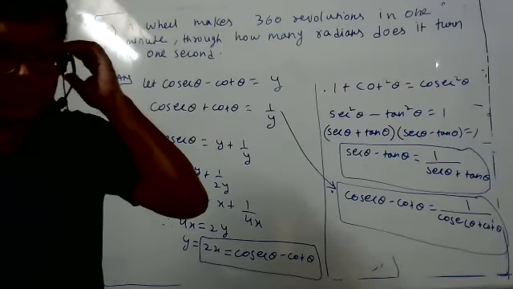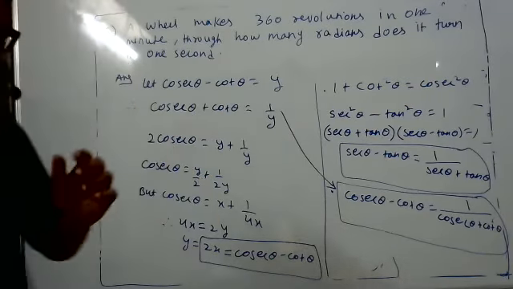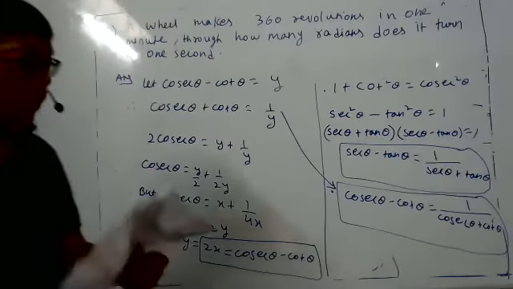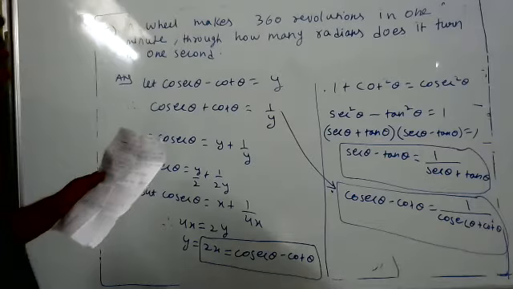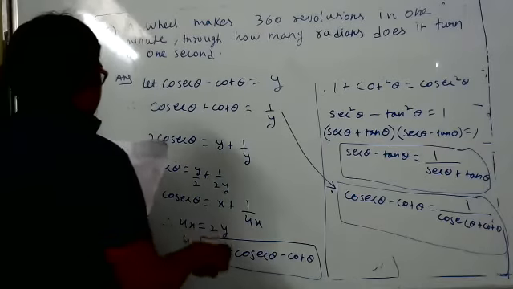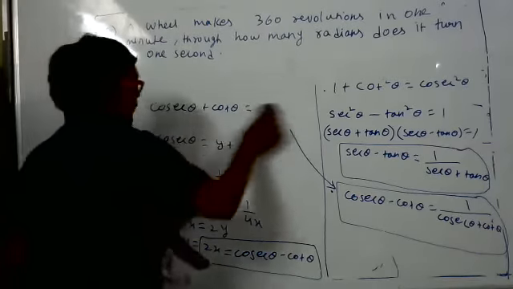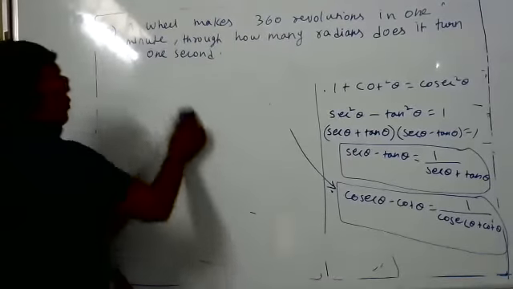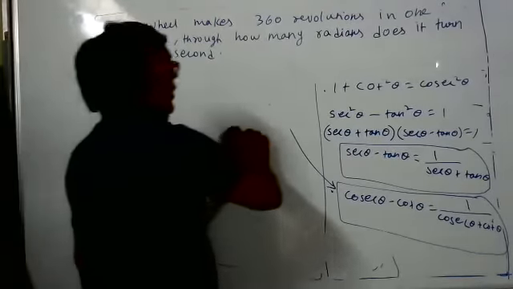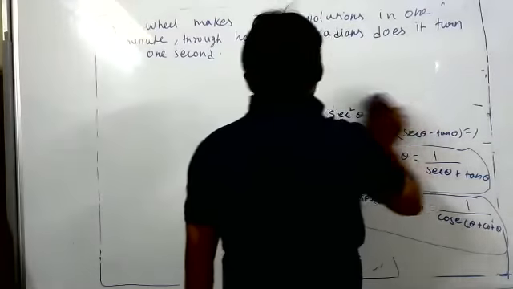Hello? Yes, sir. So I think I will do this sum now. This question: a wheel makes 360 revolutions in 1 minute. Through how many radians does it turn in 1 second?